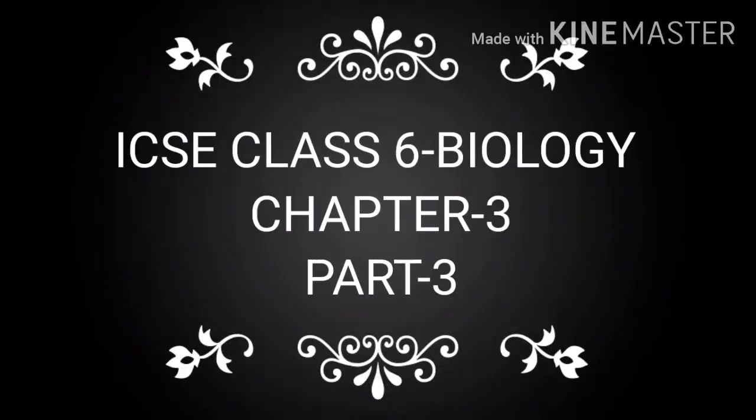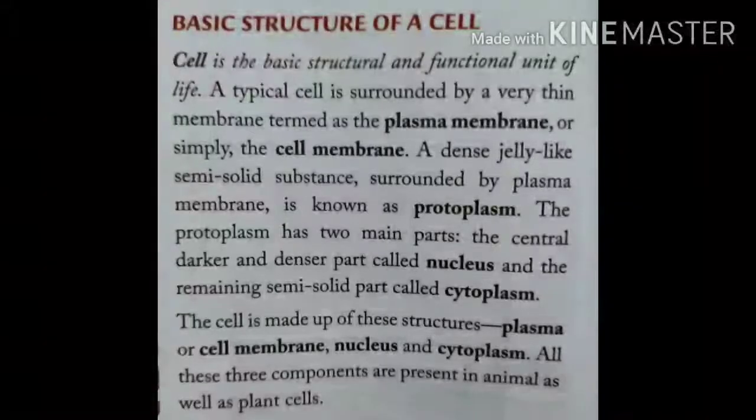In the last class, we already studied about cell, unicellular organisms, multicellular organisms, and the largest and smallest cell in humans and the animals also that we learned in the last class. Next, we learn about the basic structure of a cell. That also we learn: cell is the structural and functional unit of life.